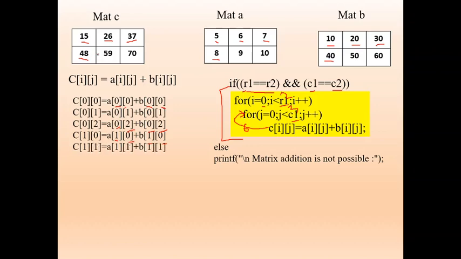Next, j value is incremented by 1, that is C11 equals A11 plus B11, that is 9 plus 50 equals 59. Next, j value is incremented by 1, that is 2, as the condition is true. So C12 equals A12 plus B12. A, second row third column, is 10. B, second row third column, is 60. 10 plus 60, 70. C12, that is second row third column, equals 70.